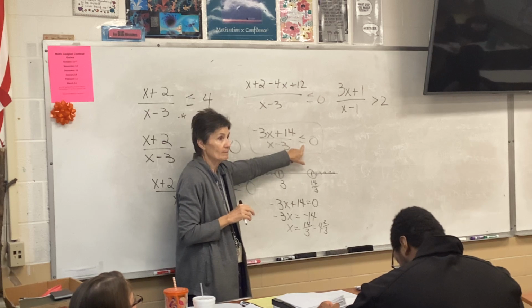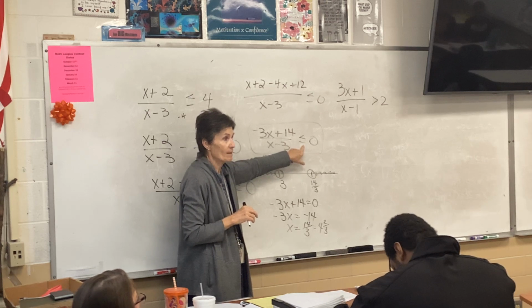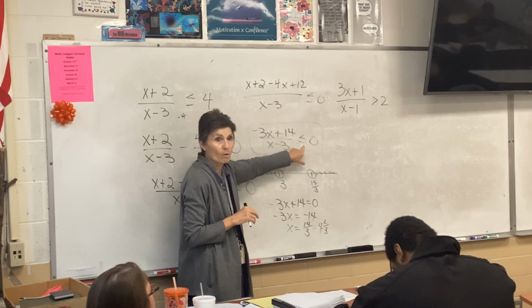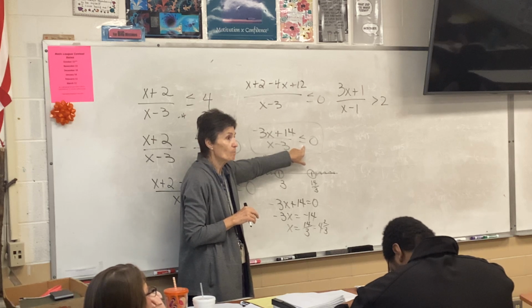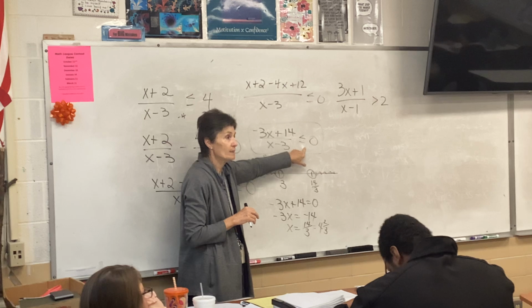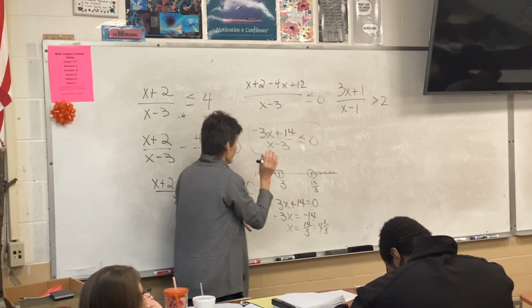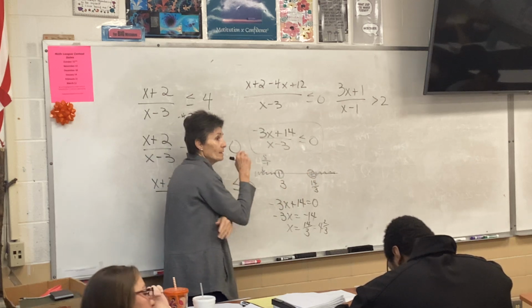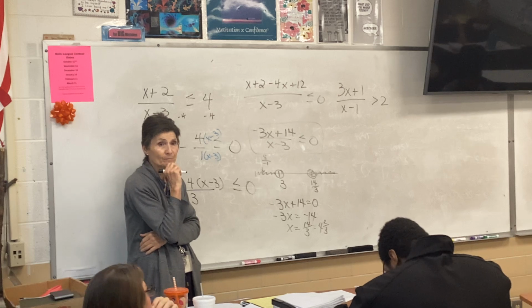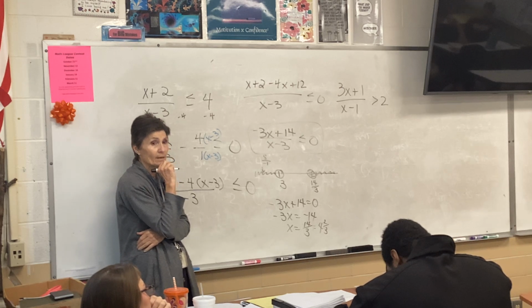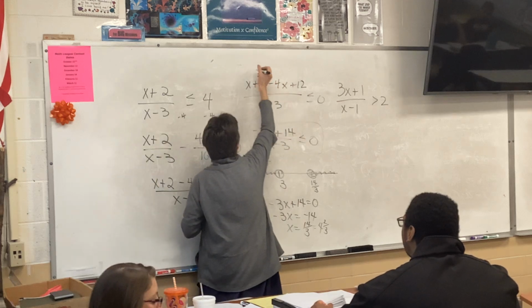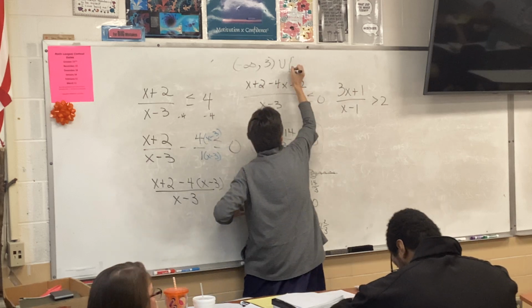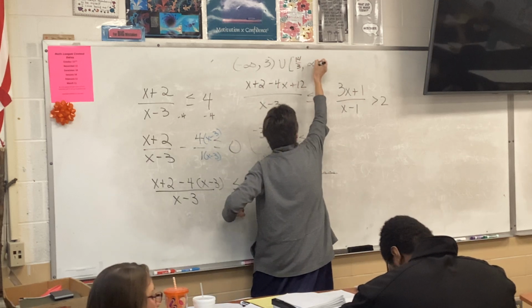Should my dots be colored in? Except what? What did we learn the other day? Remember that? Denominator dots are always open. Why are denominator dots open? Because the denominator can never equal 0. So I'm going to close in the 14/3, but I'm going to have to leave the 3 open because it's a denominator. Right? Now I'm ready to write my answer. So I have negative infinity to 3, and 14/3 to infinity.